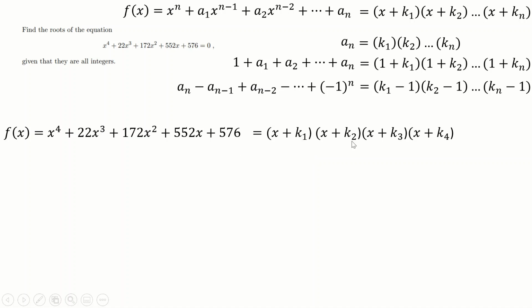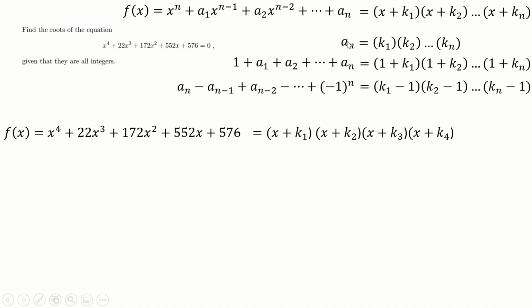And now what I'm going to do is try and figure out what these k's are, because if I knew what these k's were, now the k's aren't the roots, but they do give me the roots, right? For example, if this k1 was just 3, then I'd have a bracket that was x plus 3, and the root would be at minus 3. So the k's aren't the roots, but they do give me the roots. And they're very closely related to them. So let's try and find the k's here. I'm going to try and solve for k's, and I'm going to use these rules to do it.